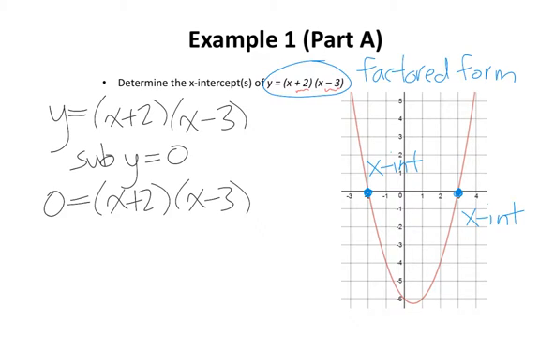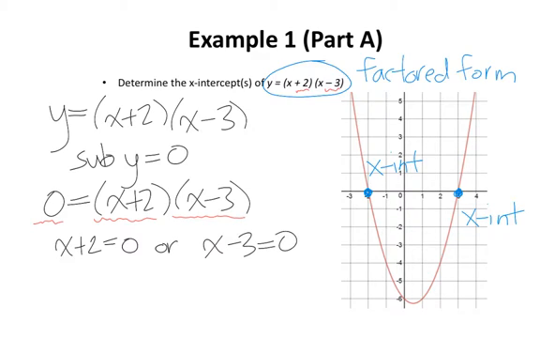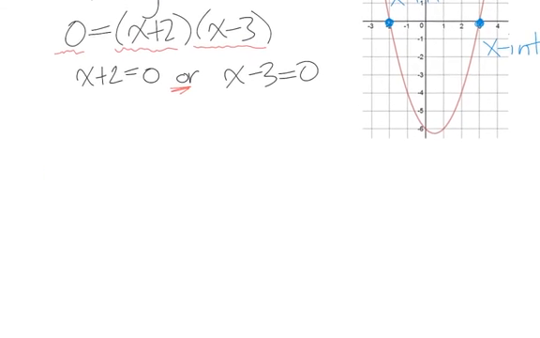As you can see, we have two binomials, x + 2 and x - 3. When you multiply them together, you're going to get an answer of 0. That means either x + 2 is equal to 0, or x - 3 is equal to 0. If you don't understand what this means, you can always ask me about this in class. What we're going to do next is solve for x in both of these equations.